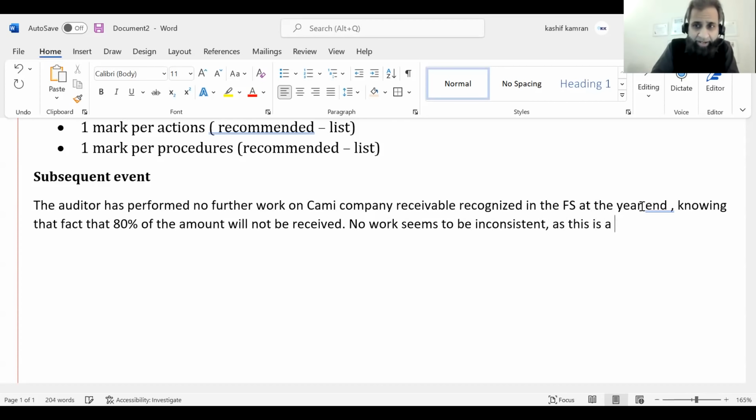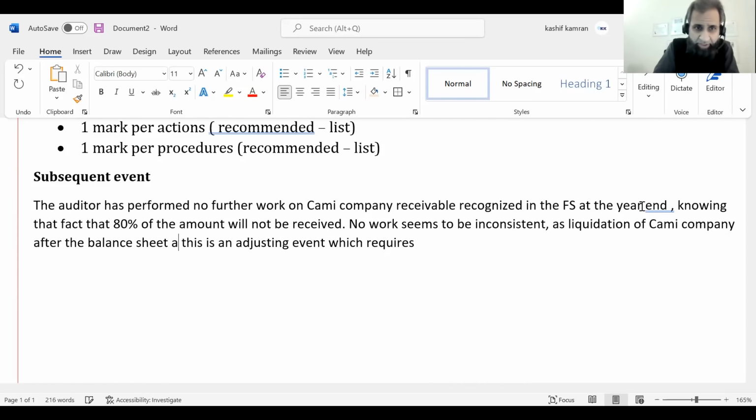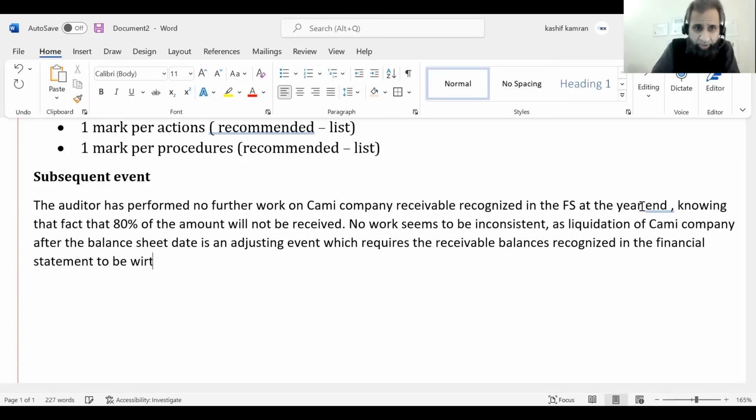as this is an adjusting event, as liquidation of Cami company after the balance sheet date is an adjusting event which requires the receivable balance recognized in the financial statements to be written off by 80%.